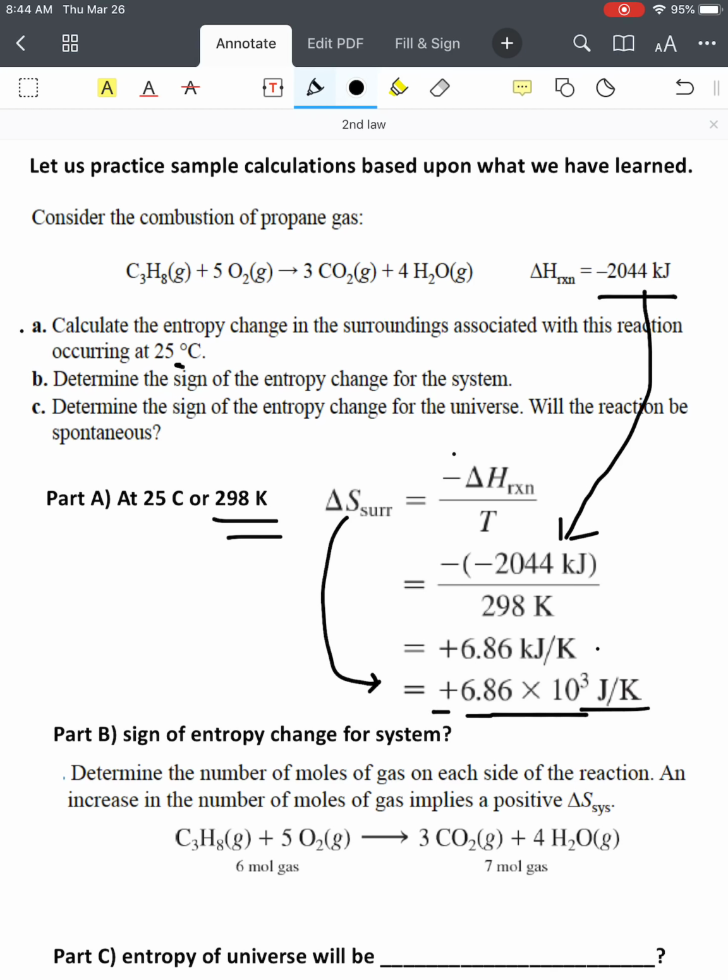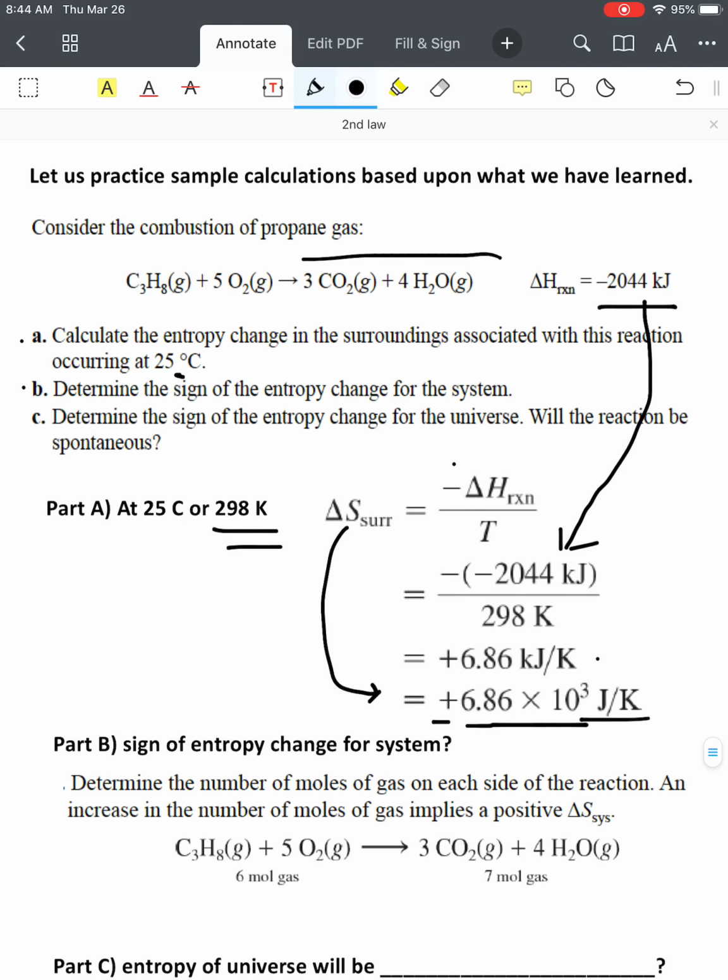Notice it's positive, okay? That's going to be important, I think, here in a second. So we can compute the entropy change in the surroundings. Now part B, determine the sign of the entropy change for the system. Now the system is what? It's this reaction, isn't it? It's that reaction, that's the system. We want to figure out what the sign of the entropy change is for that reaction. Well, how are we going to do that? We're not given any delta S0 values, but I think what we can do, since we only want the sign of the change, is think about the reaction sign.